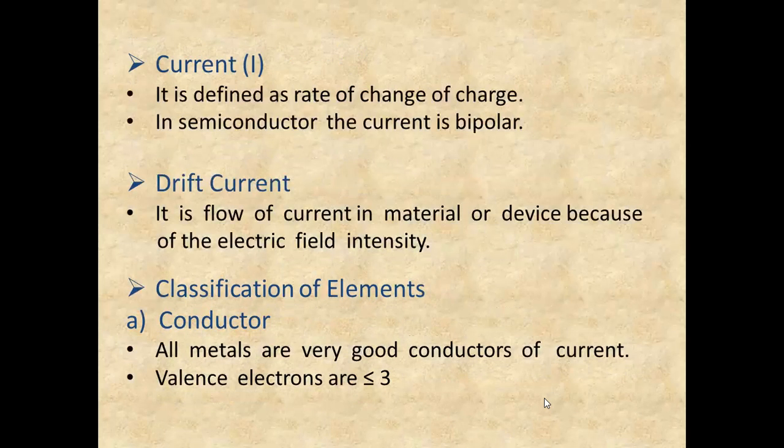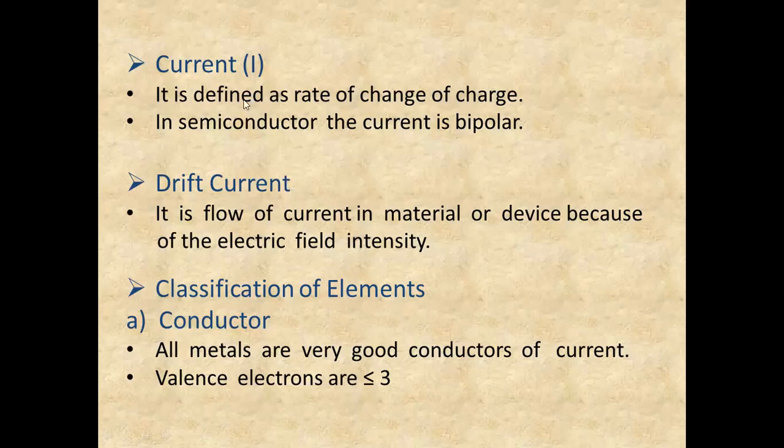Okay, moving to the next slide, current. We already have some idea about current. Current is notated with capital I. It is defined as the rate of change of charge, and in a semiconductor the current is bipolar. You know unipolar and bipolar; in the coming slides I will define the difference between them. For the time being, just understand that current in a semiconductor is bipolar.